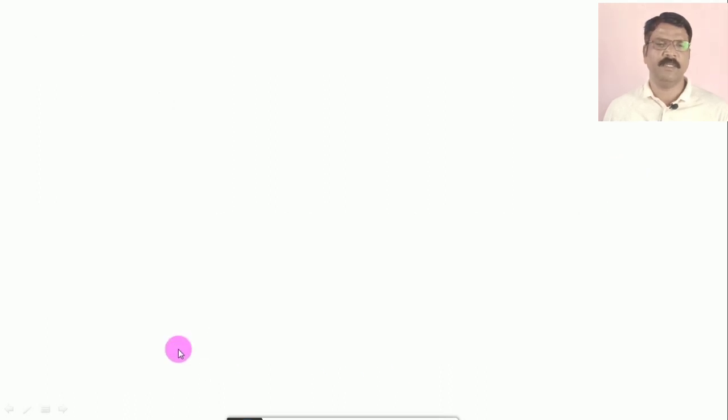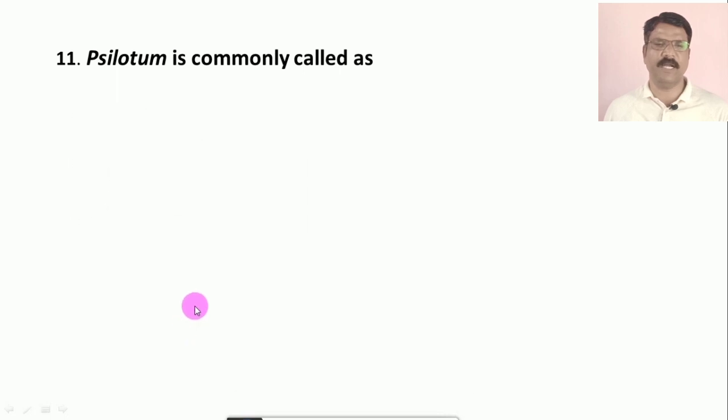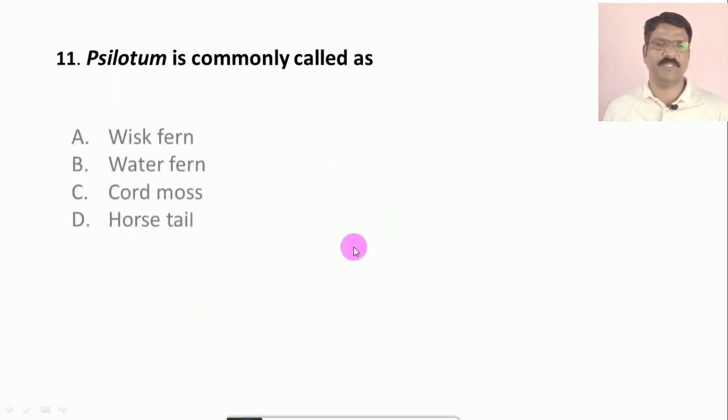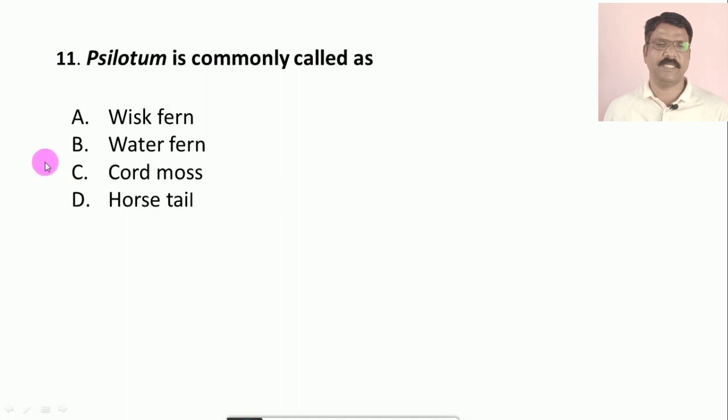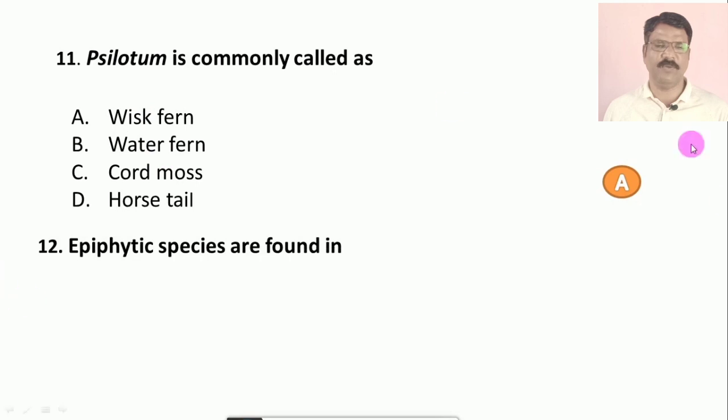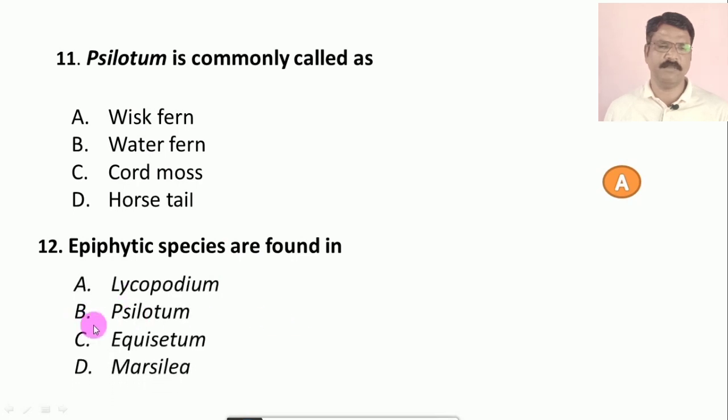Question number 11: Psilotum is commonly called as. Options are A. whisk fern, B. water fern, C. club moss, D. horsetail. The correct option is A, whisk fern. Psilotum is commonly called whisk fern. Question number 12: epiphytic species are found in? Options are A. Lycopodium, B. Psilotum, C. Equisetum, D. Marsilea. Among these four, the epiphytic plant species are found in B, Psilotum.